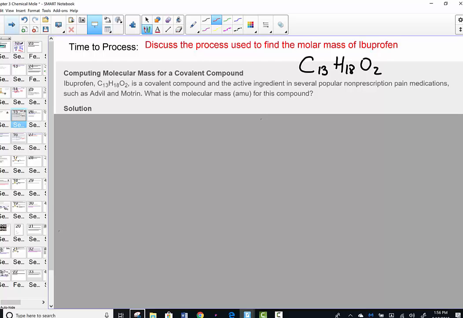Without calculating, not a numerical answer, this is a conversation. Could you check in with a neighbor to make sure you have the same understanding of the process? Describe with your neighbor, how would you find the molar mass of ibuprofen? Ibuprofen has the chemical formula I wrote bigger up on the screen so you can see it. Without solving, discuss the process of what you would do. Please talk.